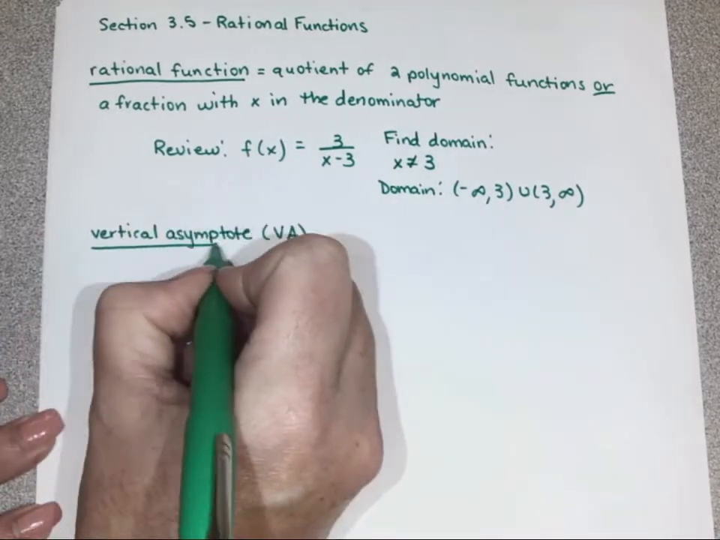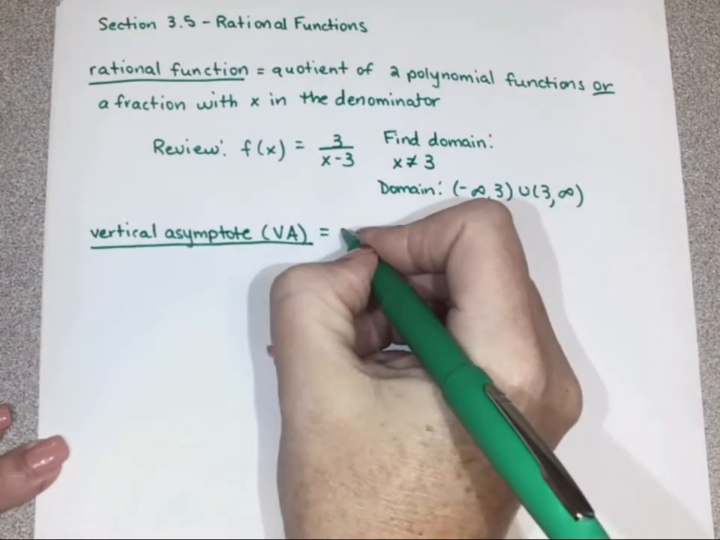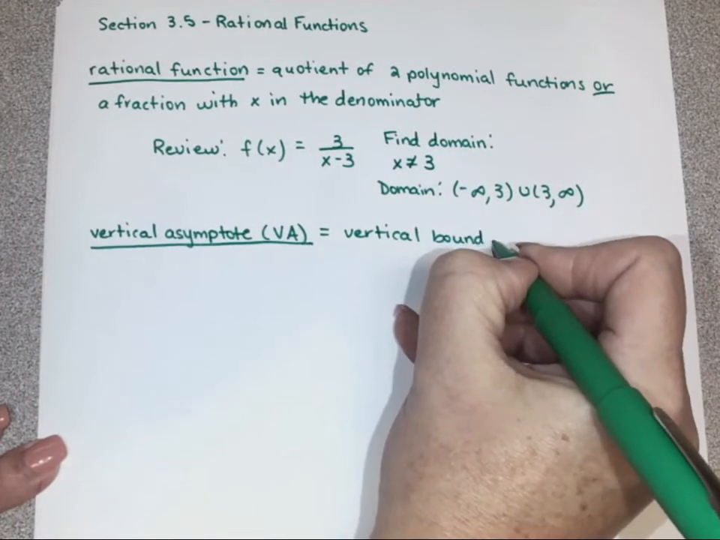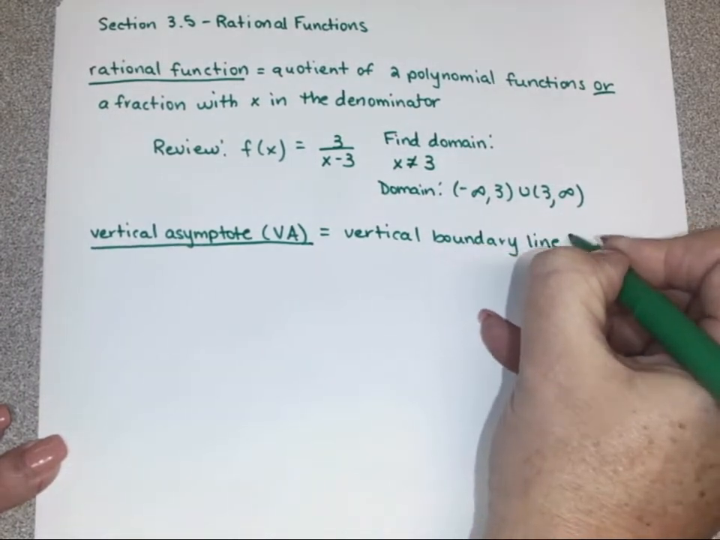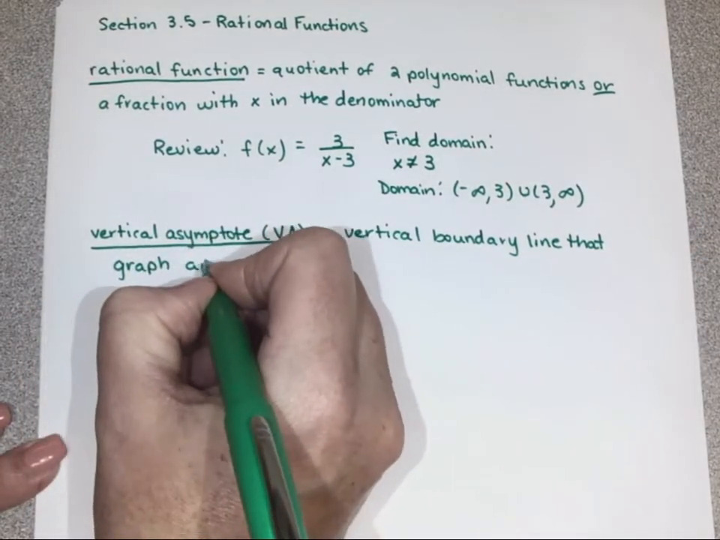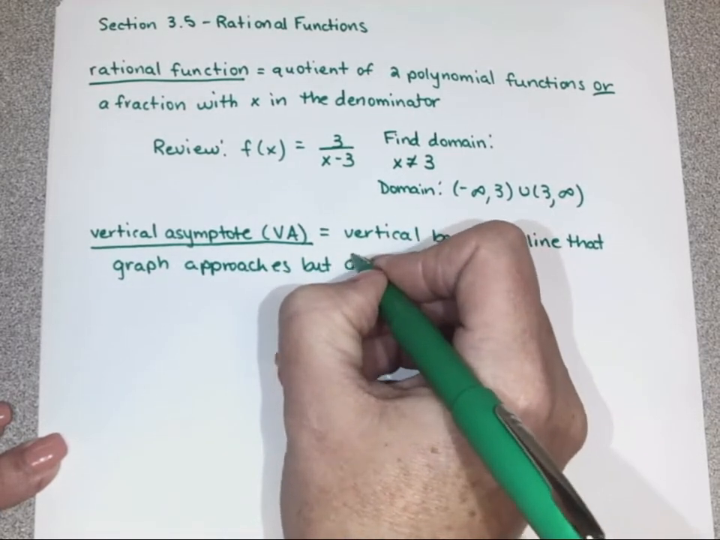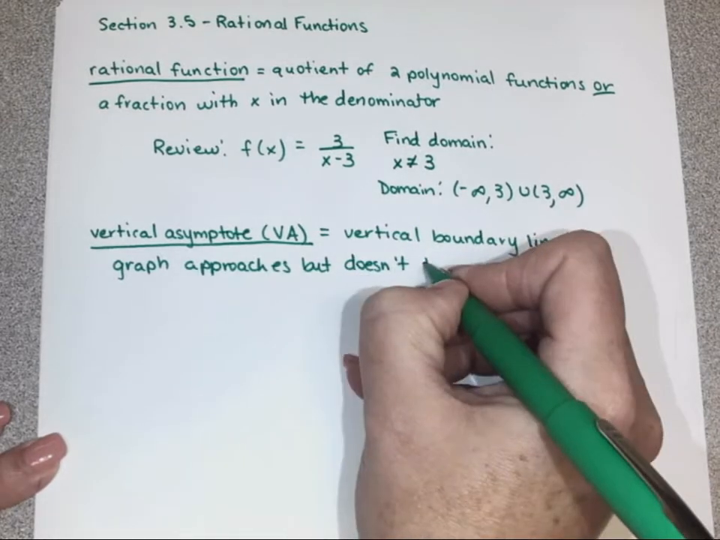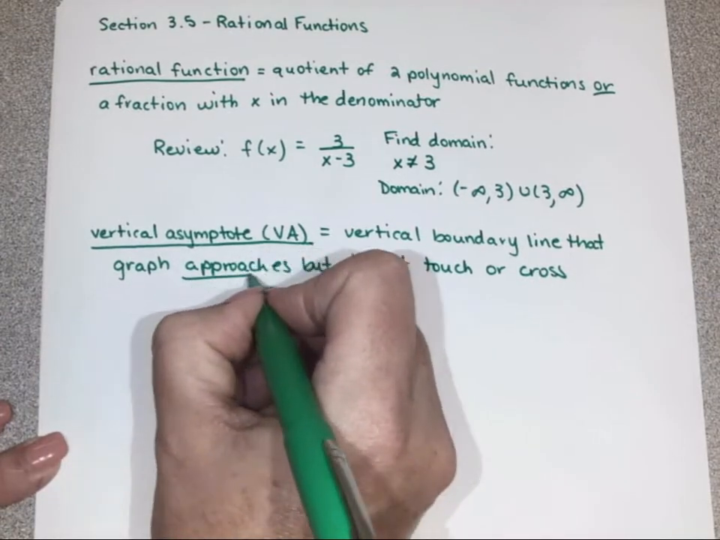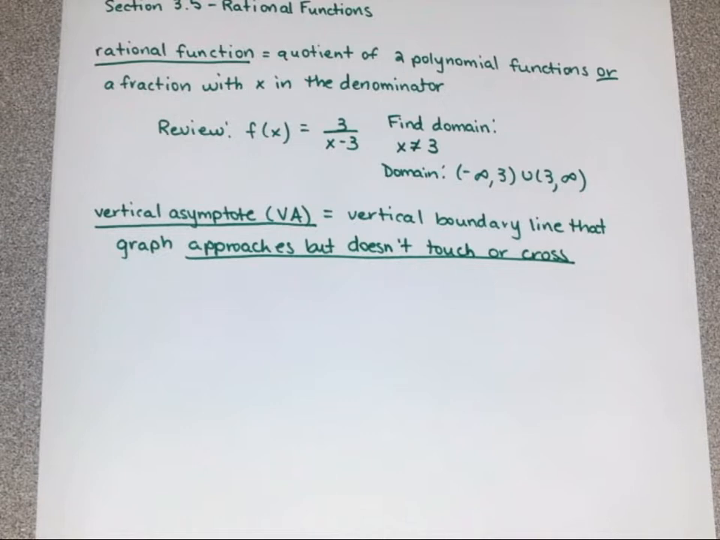So first let's talk about what a vertical asymptote is. I'm going to abbreviate that for the rest of the notes as VA. Okay. A vertical asymptote is a vertical boundary line that the graph approaches but doesn't touch or cross. When I say approaches, I mean it gets super, super close to the line without actually touching or crossing. Kind of like if you're babysitting and you tell a kid, hey, don't come over here, don't cross this line. They always want to get right up to it. That's kind of what vertical asymptotes are. They're going to get as close as they can to it without actually touching or crossing it.